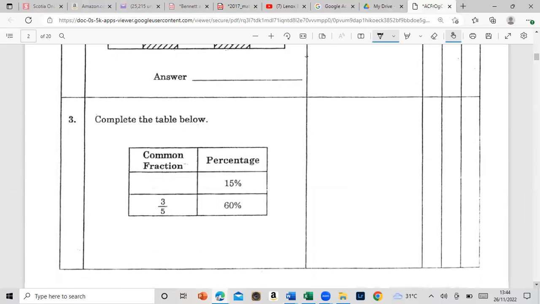All right, complete the table, and it's a common fraction. So this one is complete. 3/5 is 60%. So we're gonna write 15% as a common fraction. Now, percent means out of 100. So I will put it over 100 and reduce it. 5 can go into both of them. So 5 into 15, that's 3 times. 5 into 100, that's 20. So as a common fraction, it would be 3 over 20. That cannot be reduced.